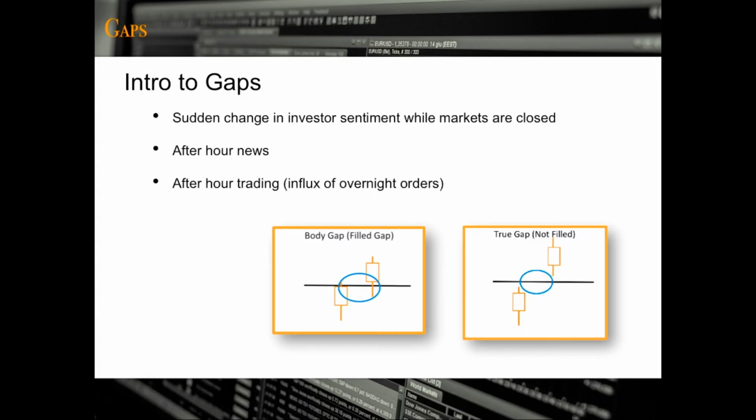It's a sudden change in investor sentiment while markets are closed, from after hour news or an after hour trading influx of overnight orders. So think of a CEO stepping down or a big news catalyst, something like an earnings report. Something major came out, and now we have sudden investor sentiment.